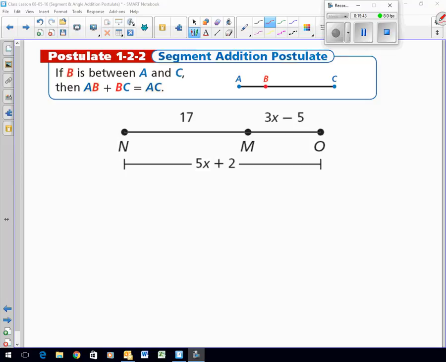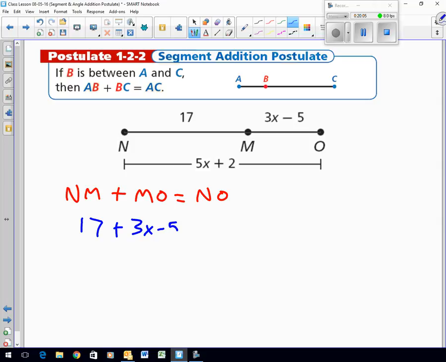All right, here we go. N to M plus M to O equals N to O. All I need to know. How much is N to M? 17. How much is M to O?